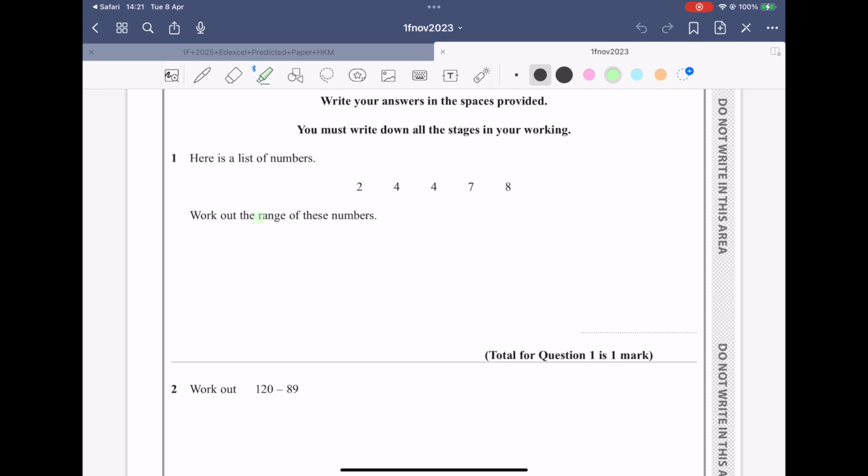Okay, so question 1, first of all, we've got a list of numbers and it says work out the range of these numbers. Now, there are 4 types of averages: mean, median, mode, and range. Range, think realistically: it's the greatest minus the smallest. Look at the smallest and the biggest, so I would circle them both. I'm going to do 8 subtract 2, which is 6.